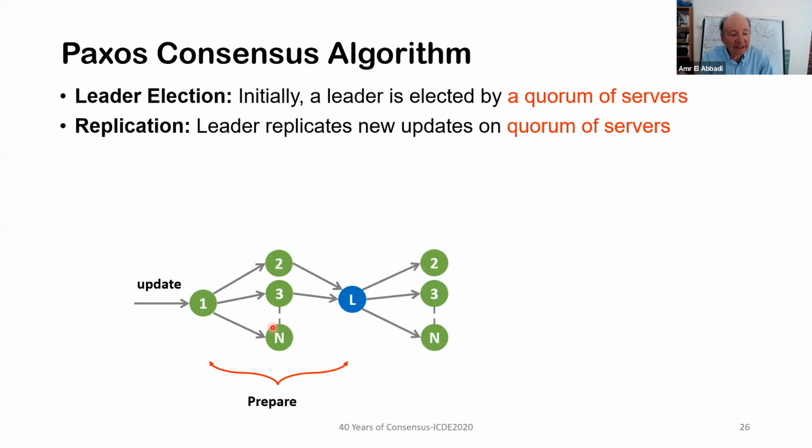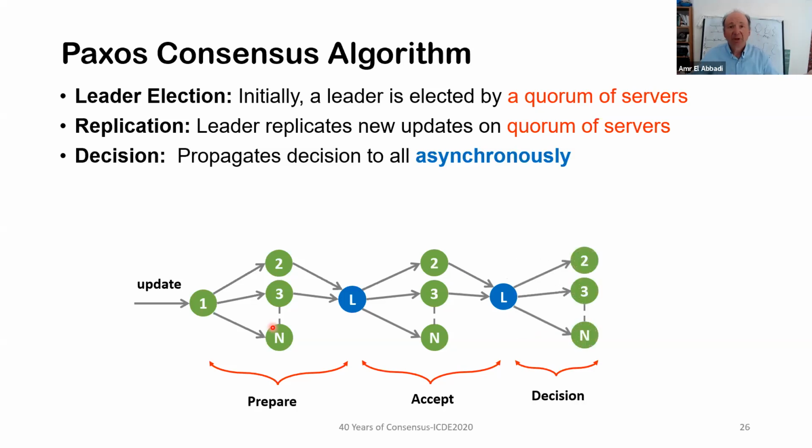Once I know I'm elected, then I make the value that I want fault tolerant. I distribute it. Once I know that a majority have stored that value, the leader can now know that it is reliably replicated and can be done and announce the decision.